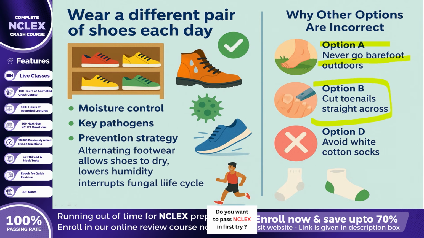Moving to option B, cutting the toenails straight across. Although this practice is excellent for preventing ingrown toenails, it does not significantly impact the prevention of athlete's foot. The infection affects primarily the skin of the feet, particularly between the toes, rather than the nails themselves. Finally, option D, avoiding white cotton socks, is actually counterproductive. Cotton socks are beneficial because they absorb moisture and help wick sweat away from the skin. The real concern is synthetic fabrics that trap heat and sweat, not cotton. Therefore, avoiding white cotton socks would actually reduce one of the best protective measures.